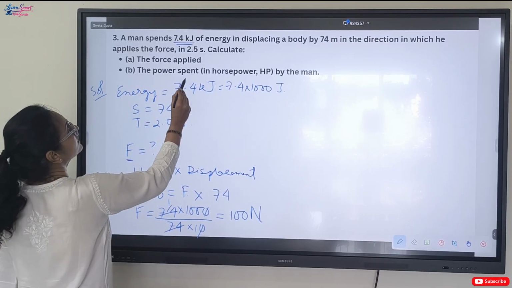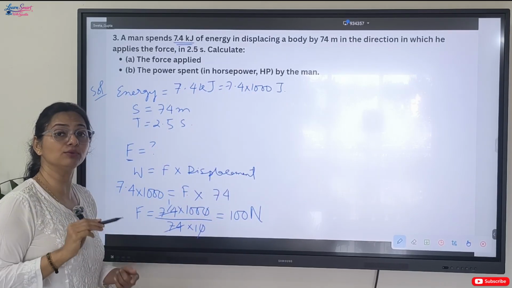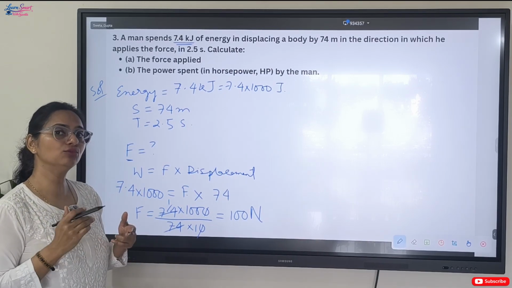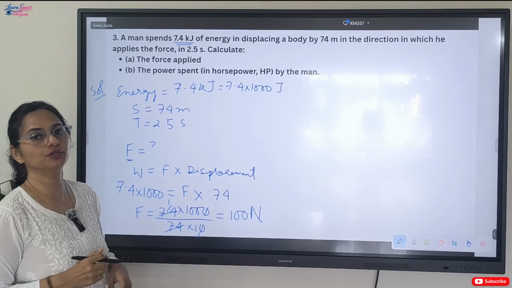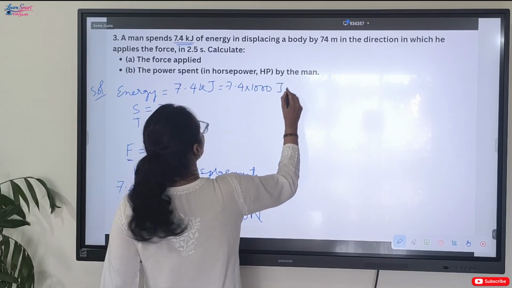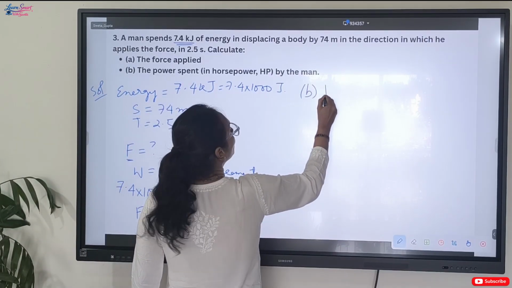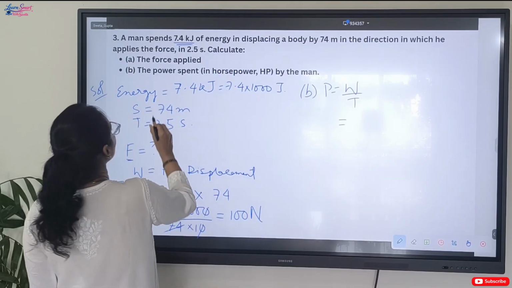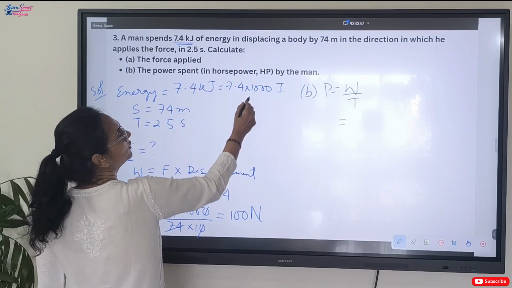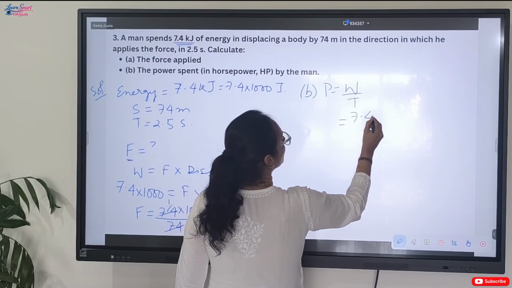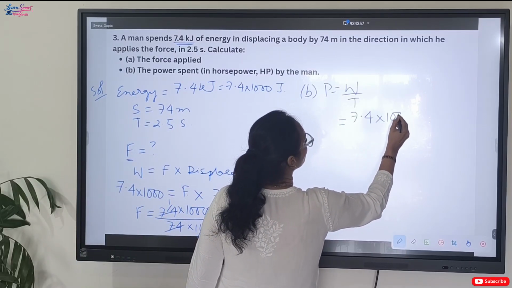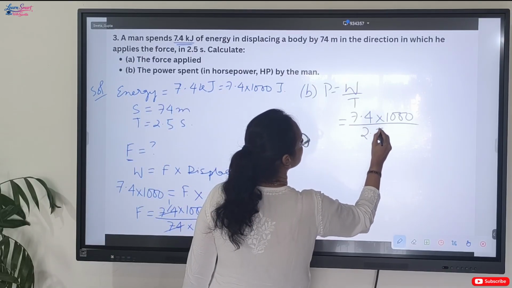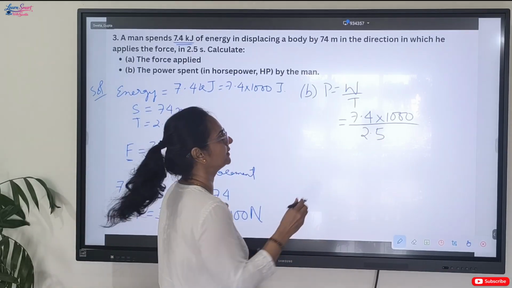Next subpart, the power spent in horsepower. We have to calculate the power in horsepower by the man. So first let's calculate the power in watt, and then we will convert it to horsepower. So power is equal to work done upon time taken, and work done is already given, 7.4 into 1000. We will write 7.4 into 1000, and time is how much? 2.5 seconds. So let us just calculate it.